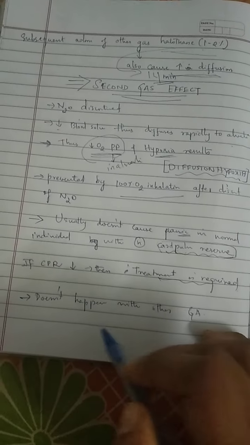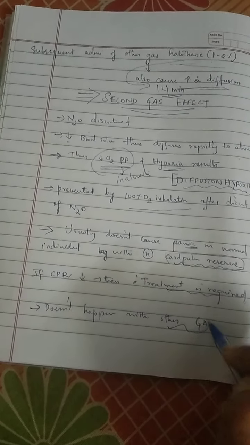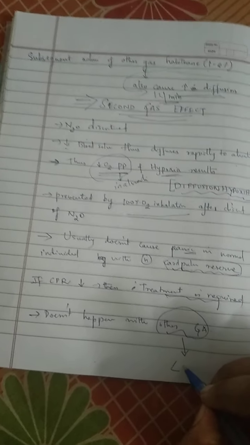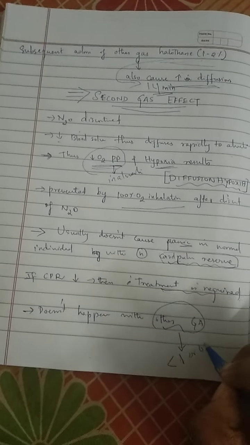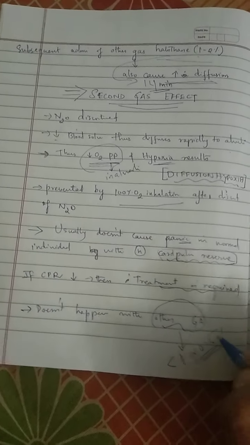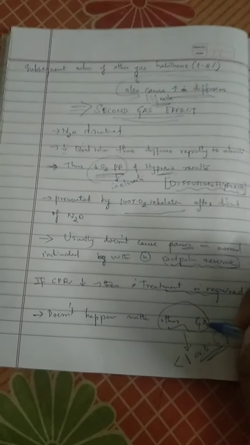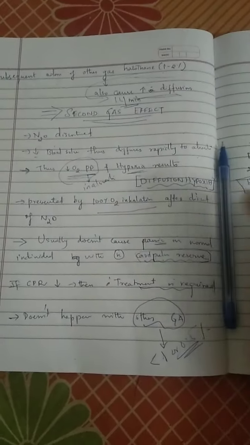It usually doesn't happen with any other general anesthetic, because usually other general anesthetics are given at less than 1 or even 0.5% only. Only for nitrous oxide we are giving a concentration of 70 to 80%. So this is about the second gas effect.